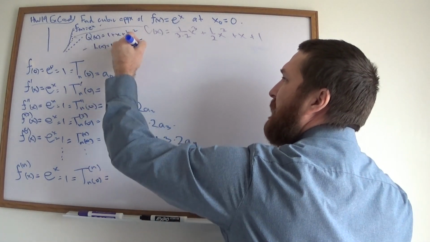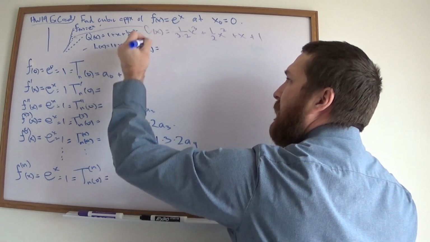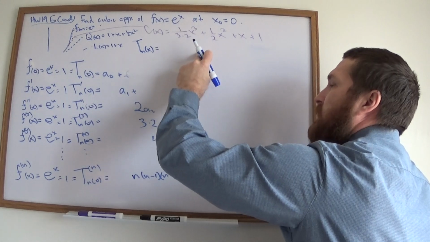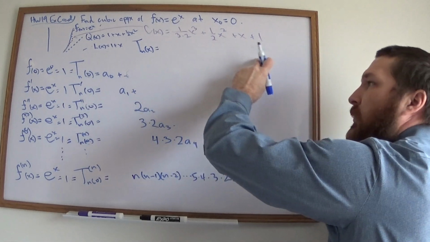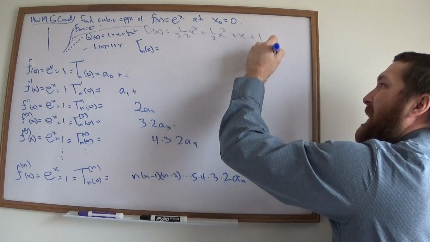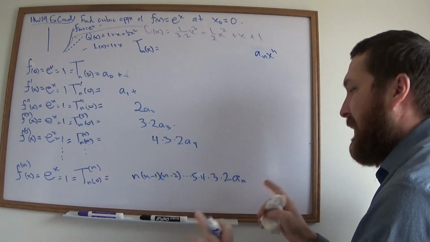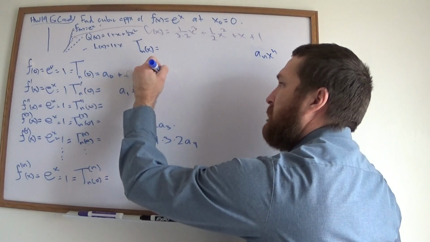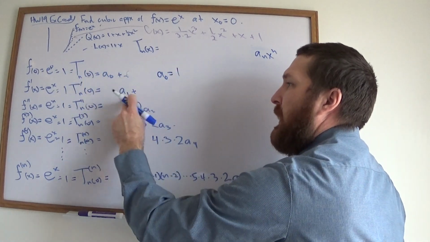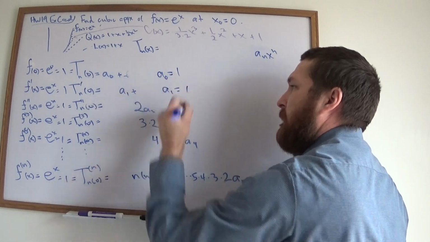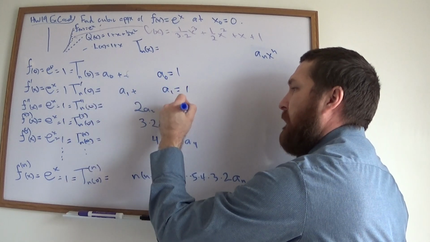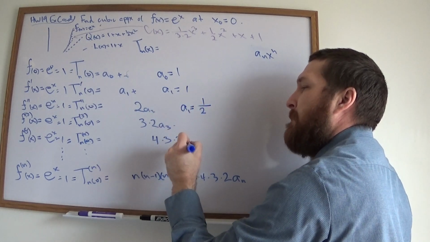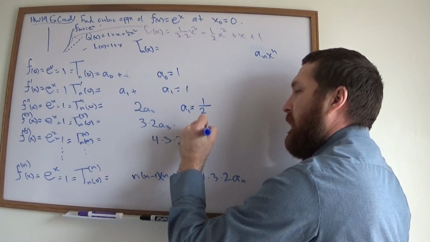We're trying to find the nth thing. We know that it goes a0 plus a1x plus a2x squared plus a3 and so on and so forth, all the way up to anx to the n. And now we are able to solve for each one of these. So a0 is equal to 1. a1 is equal to 1. a2 is equal to what? 1 over 2. a3 is equal to what?